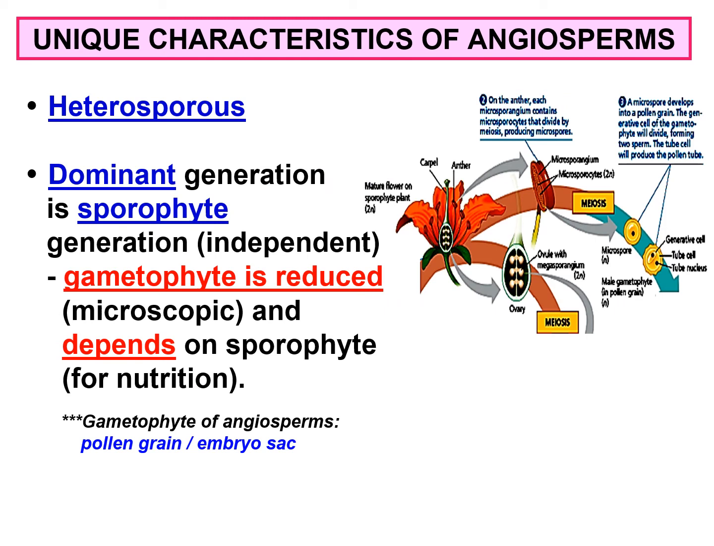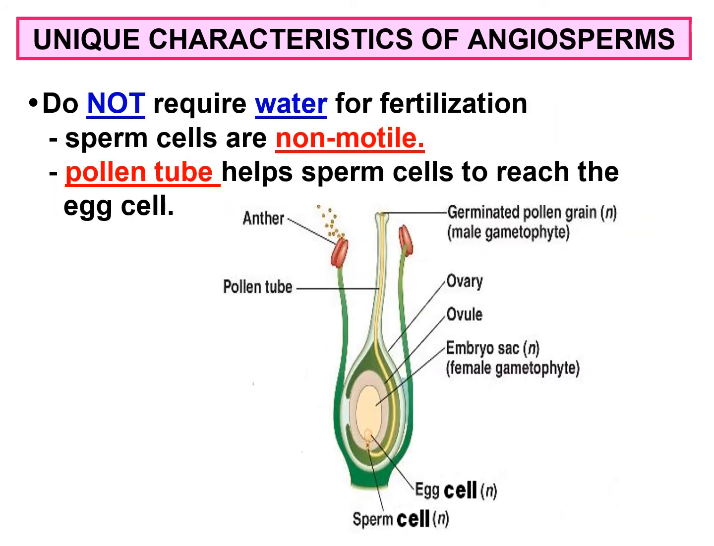Angiosperms are heterosporous. Their dominant generation is sporophyte. So gametophyte is reduced and depends on sporophyte. Gametophyte dia adalah dalam ovary sebelum fertilization. So very small. They do not require water for fertilization because sperm cells are non-motile, so they need the pollen tube to direct the sperm towards the egg cell.